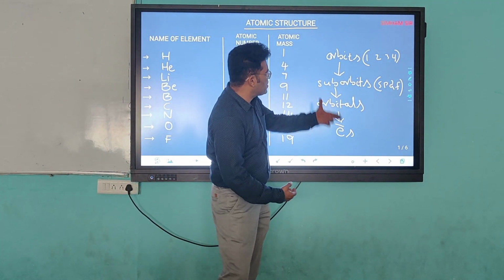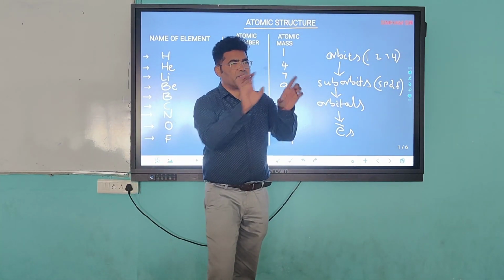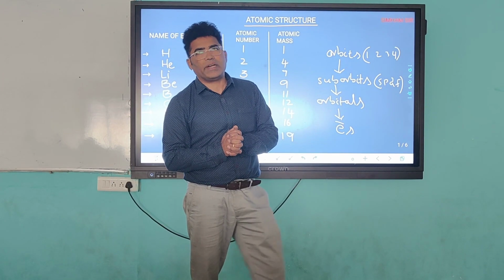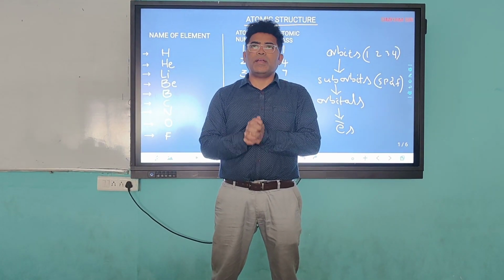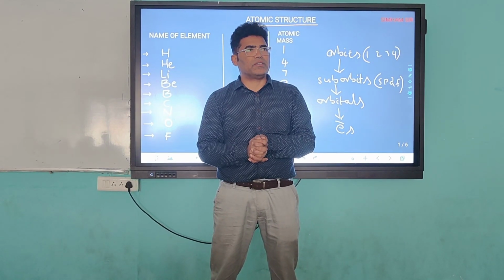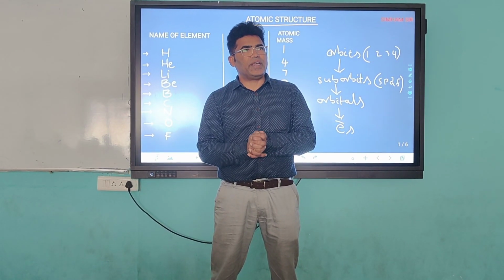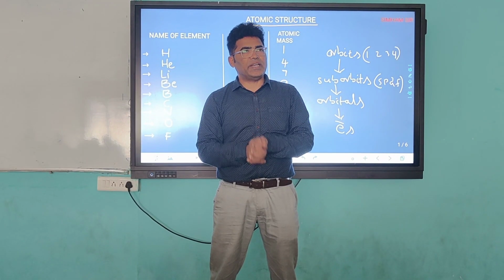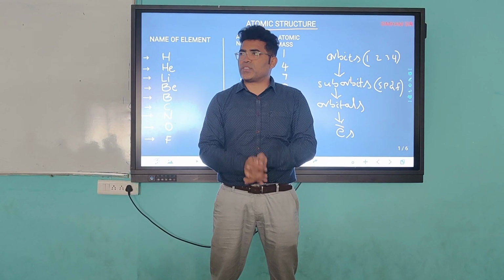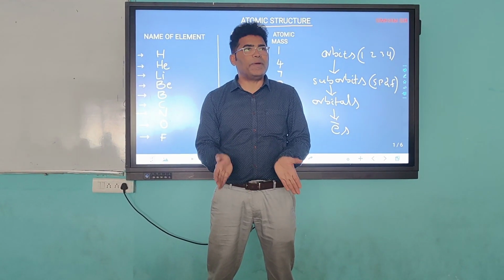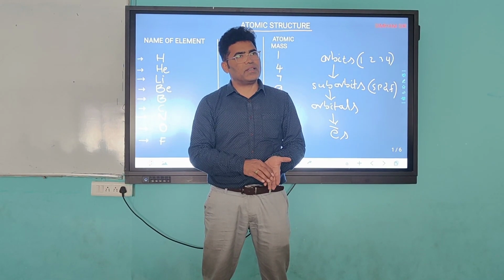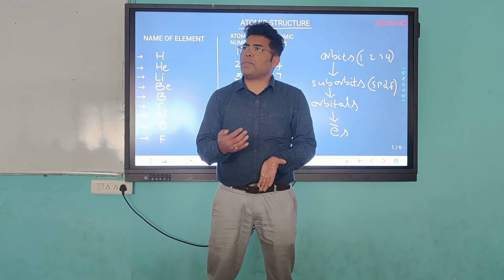Now again, subshells contain orbitals. S contains 1 orbital, P contains 3 orbitals, that is Px, Py, Pz, and D contains 5 orbitals: Dxy, Dyz, Dzx, dx square y square, dz square. So here, p orbital means either px or py or pz.